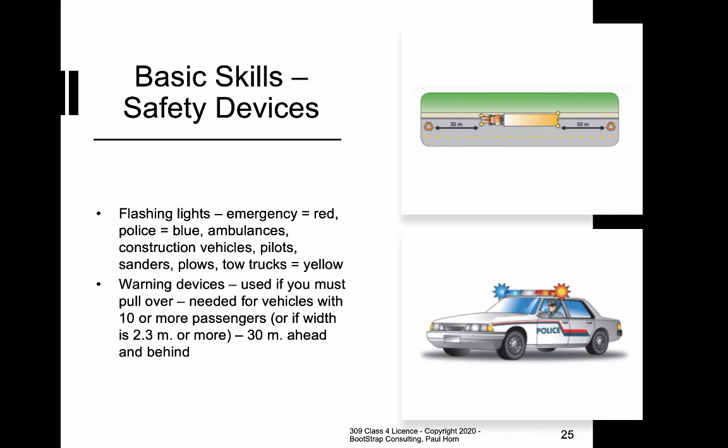So warning devices like roadside flares or flashing signals, or those little glowing triangles that sometimes you may have seen, any one of them will work, but they're all important in a vehicle that has 10 or more passengers, and that includes you. And you can see that you're required to put them out in front of your vehicle and behind your vehicle a distance of 30 meters if you have to pull over. Even if you're completely off the road, you need to do this. Even if your hazard lights are on. By the way, even if your vehicle carries less than that number, but your vehicle is particularly wide, 2.3 meters, then you still need them as well.